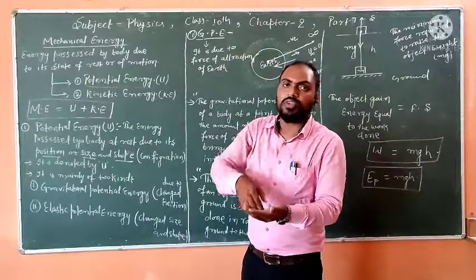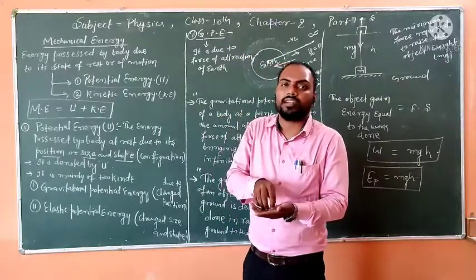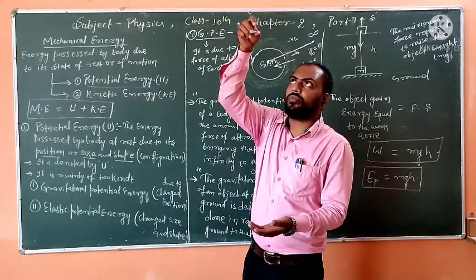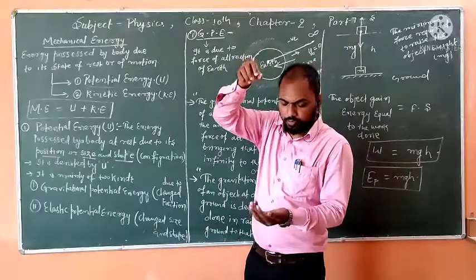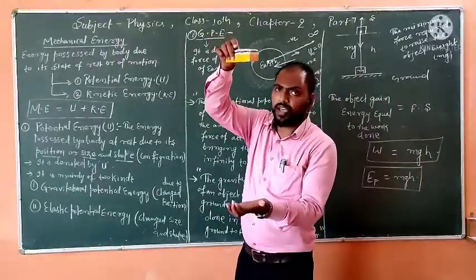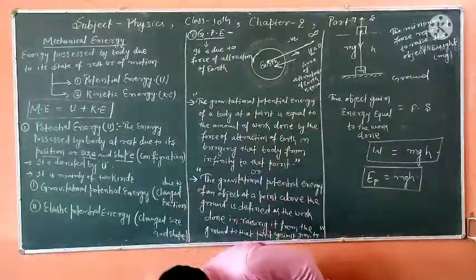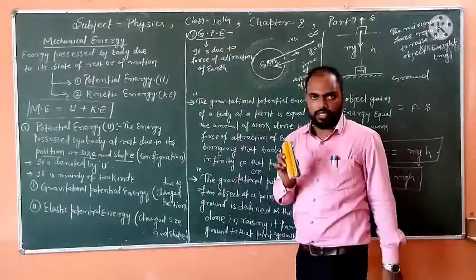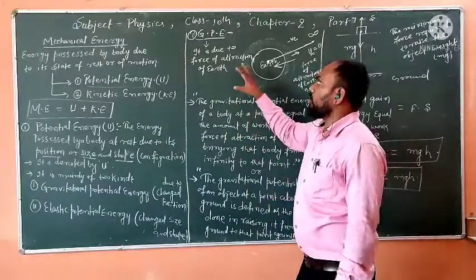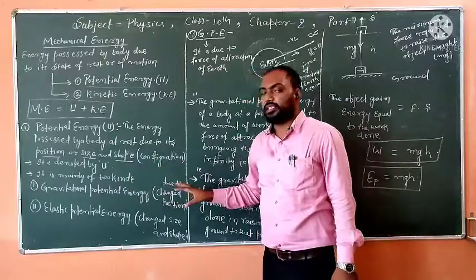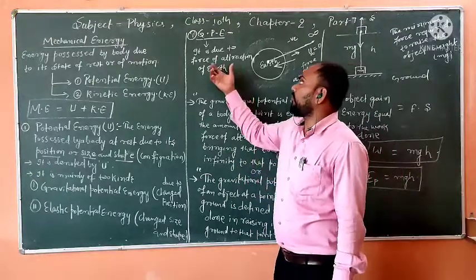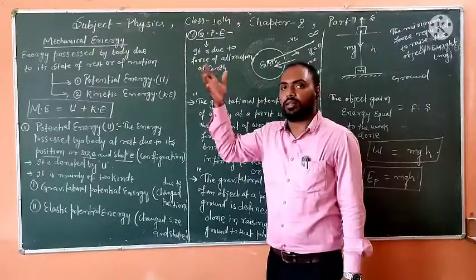If I am just releasing this chalk, it moves downward only because of the force of attraction of the earth towards the center. Only because of the weight of this chalk, it is moving downward. This duster, if I release it, also moves downward only because of its weight and the force of attraction of the earth. So gravitational potential energy in a body is due to the force of attraction of the earth.